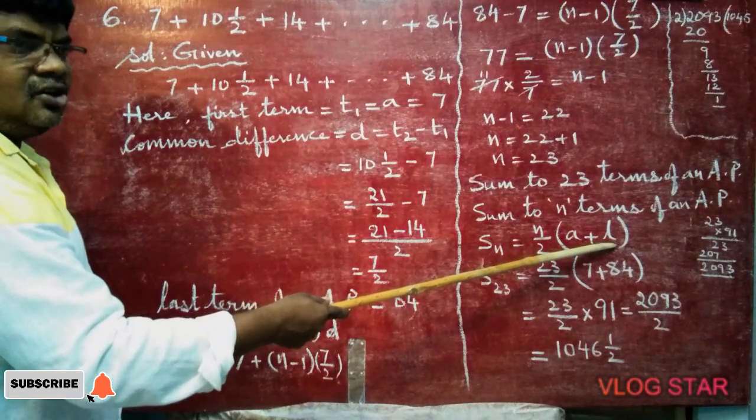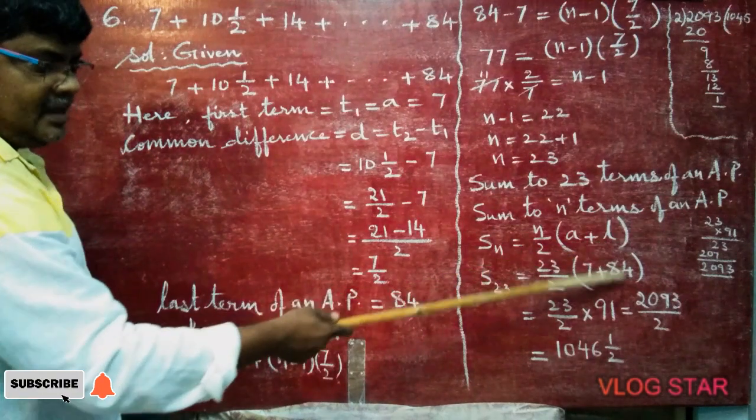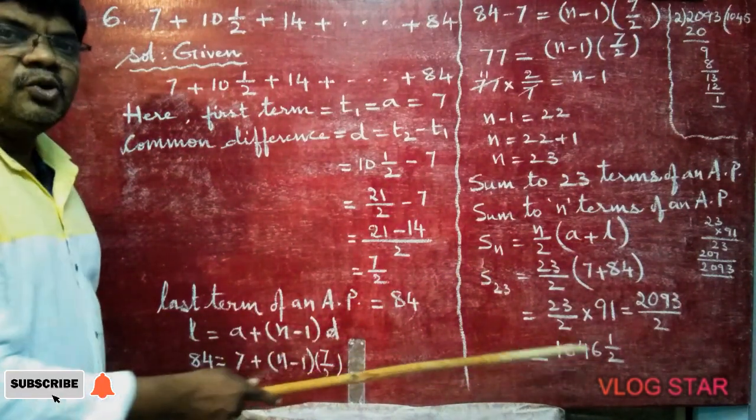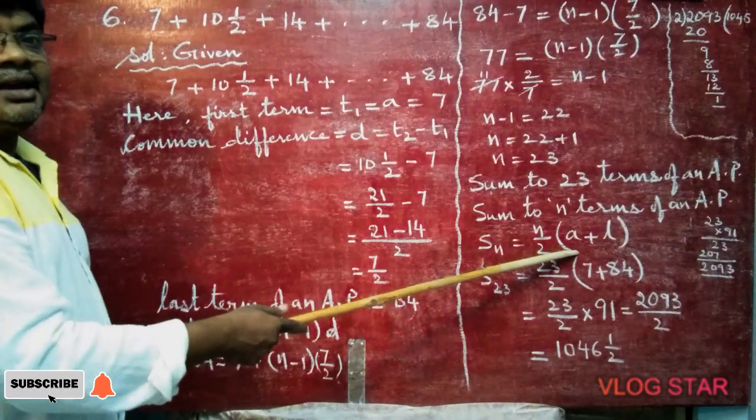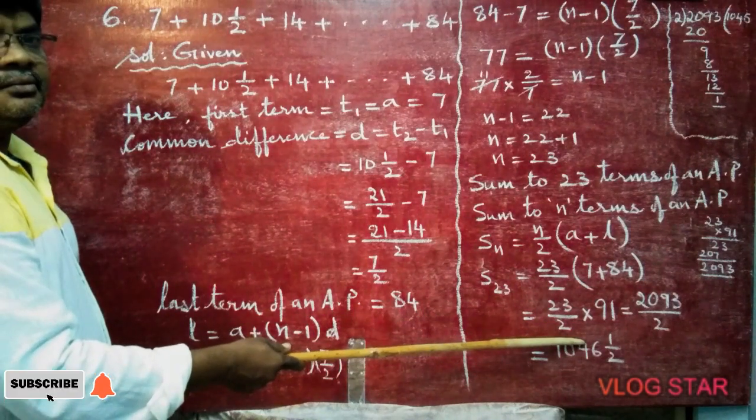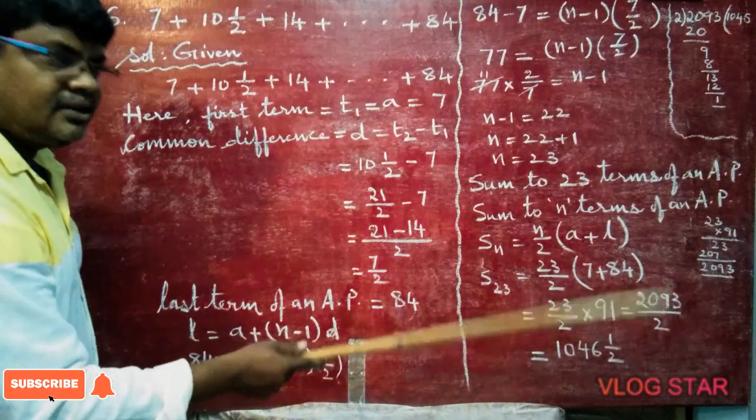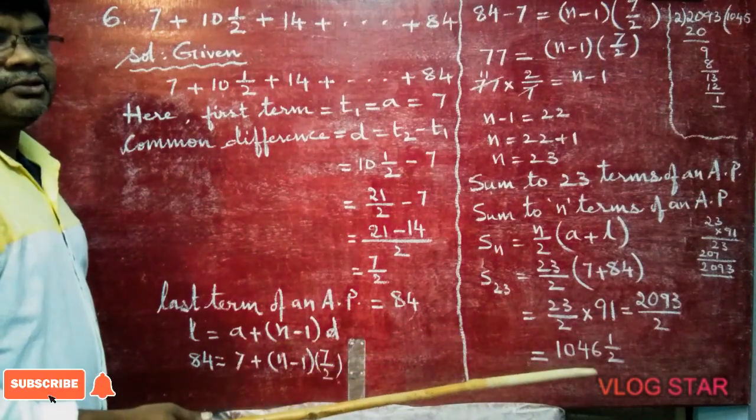By mistake or if you forgot, you have written n by 2 into 2A plus n minus 1 into D, you will get the same answer. No need to worry. But we have a special formula now when the first term and last term are given. Easy one, so use this formula. Are you able to follow? By mistake if you take that formula also you will get it, no problem. But it will be a lengthy procedure, that's all.